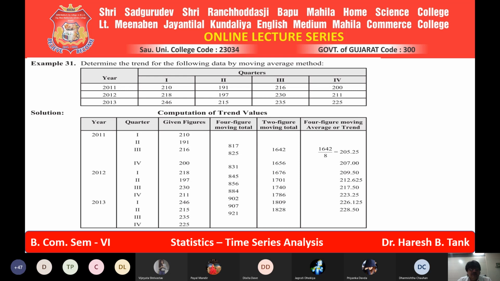Determine the trend for the following data by moving average method. Since the data set is in form of quarters, and quarters are 4, here you cannot use the word 4 yearly. It is 4 quarterly moving average.